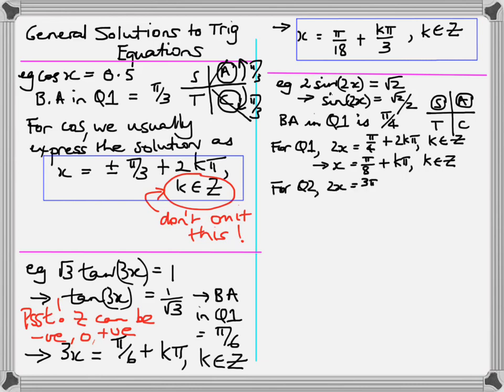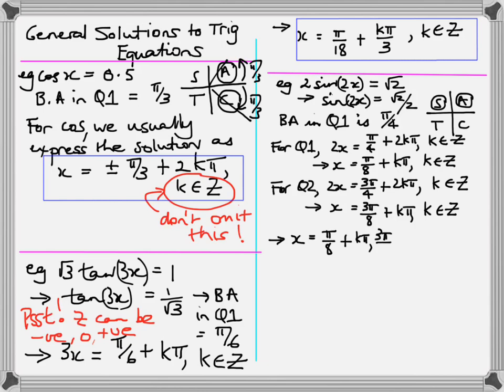So, for quadrant 2, we can say that 2x equals 3/4 of pi plus any number of full revolutions forwards or backwards. Then we just divide by 2, and we get x is 3 pi over 8 plus k pi. Now, please remember to divide the k term as well. A lot of students forget to do that, and it's just not right. So that's my solution to that particular example.